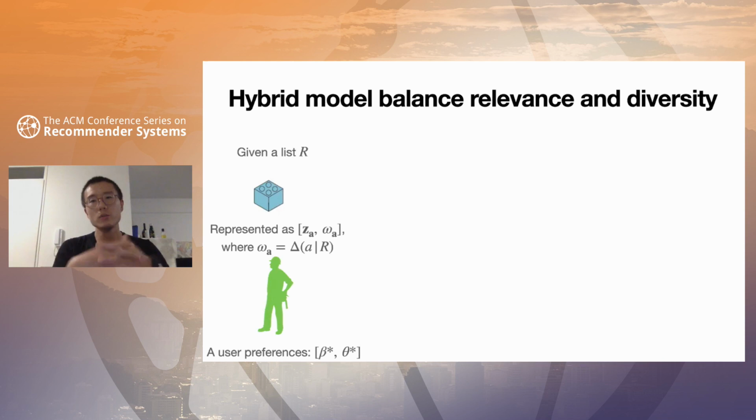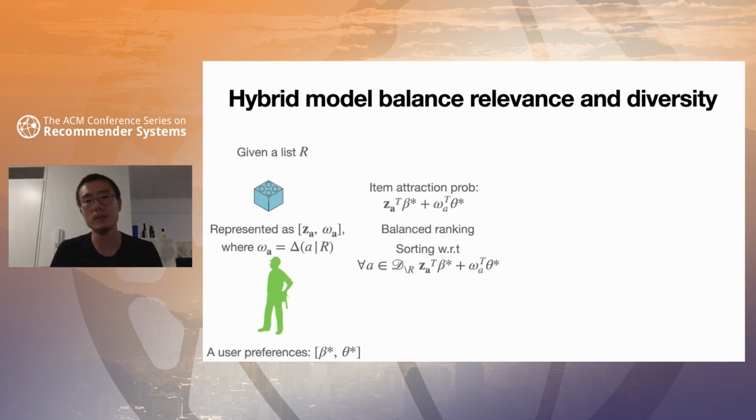So combining the 2 approaches together, it comes to our hybrid model, which balances the relevance and diversification, right? So given a ranked list, we assume an item can be represented by 2 parts. The first one is the relevance feature. The second one is the topic coverage. And also for a user, we assume the preferences can be captured by two parts. One is the relevance part, one is interest for the different topics.